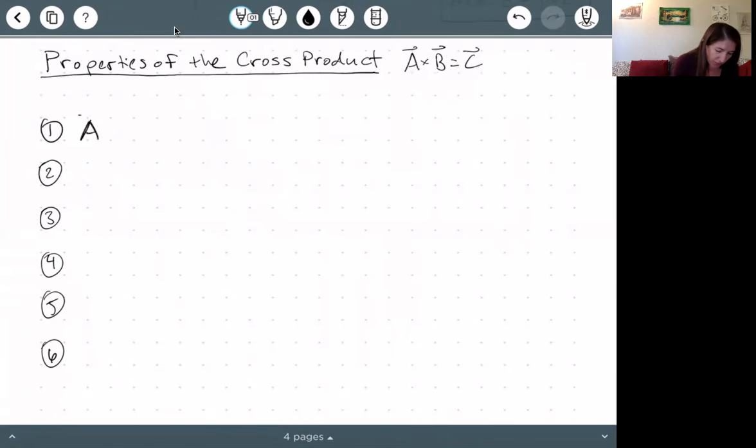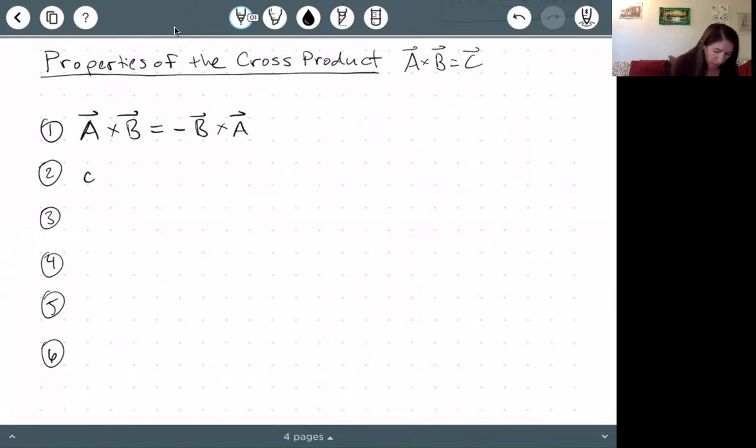So the first is that A cross B is equal to negative B cross A. And you could convince yourself that this is true by thinking about using the right-hand rule. If you put your fingers along B first instead of along A first, you'll find that your thumb is pointing in the opposite direction. So B cross A is a different vector than A cross B. They are the negative of each other. So that's part of why you always have to be careful what you mean by the first vector when you're determining the direction of the cross product.